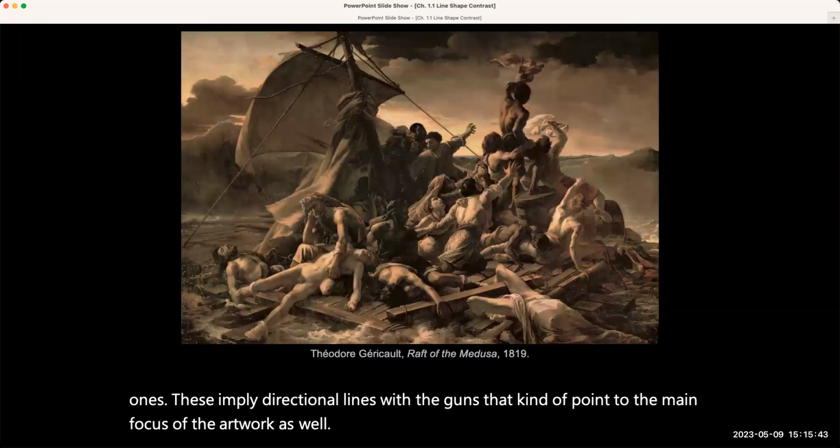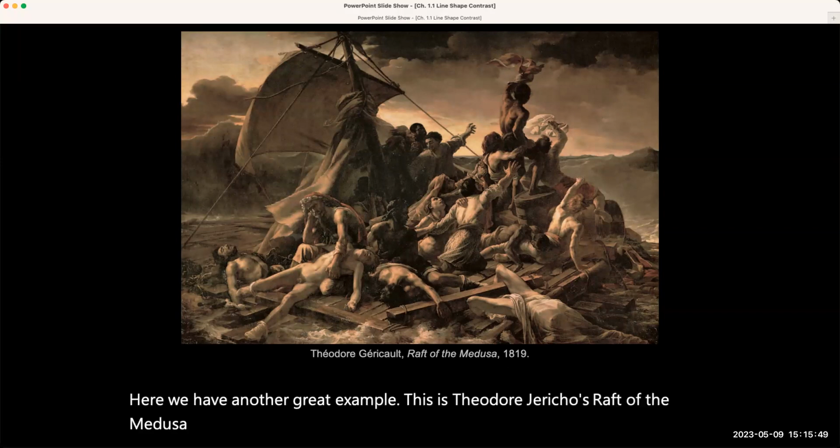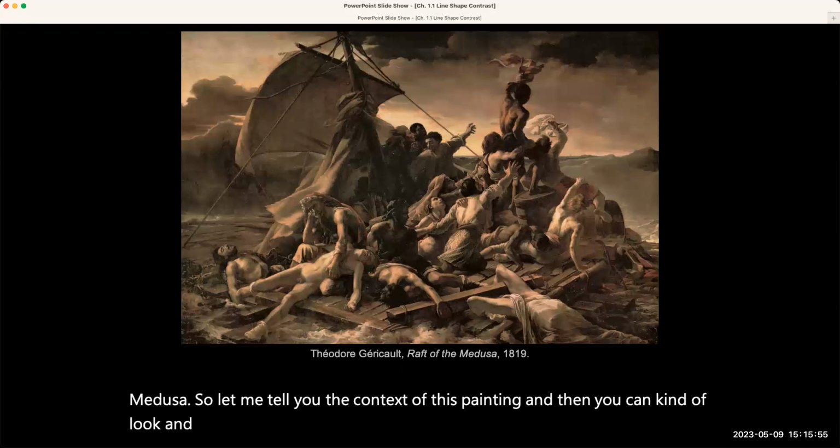Here we have another great example. This is Theodore Géricault's Raft of the Medusa. So let me tell you the context of this painting, and then you can look and see if you can pick out any implied directional lines while I'm doing that.